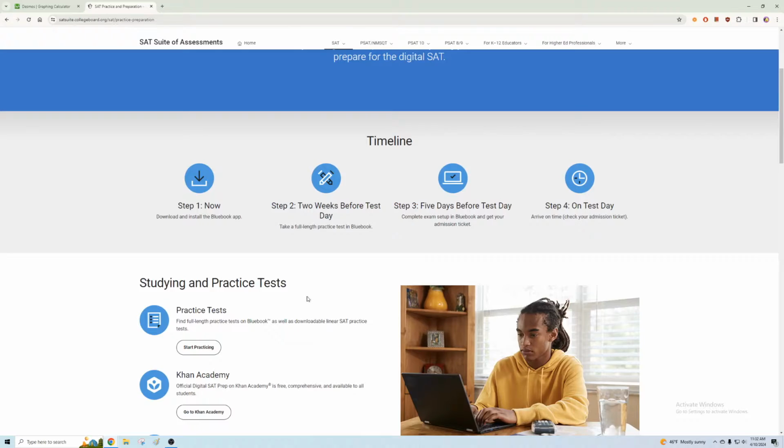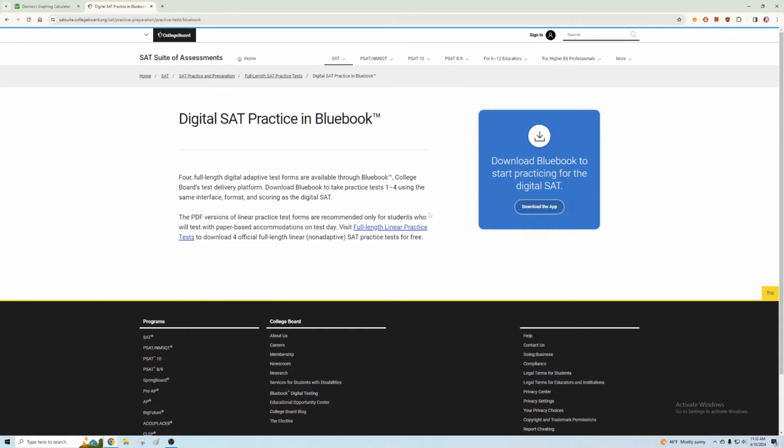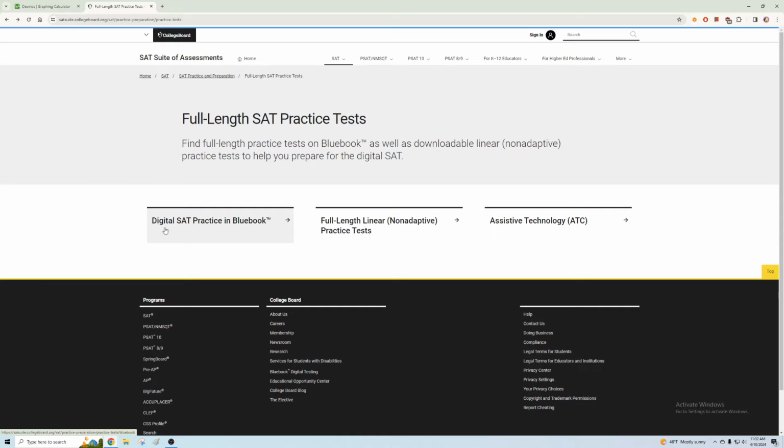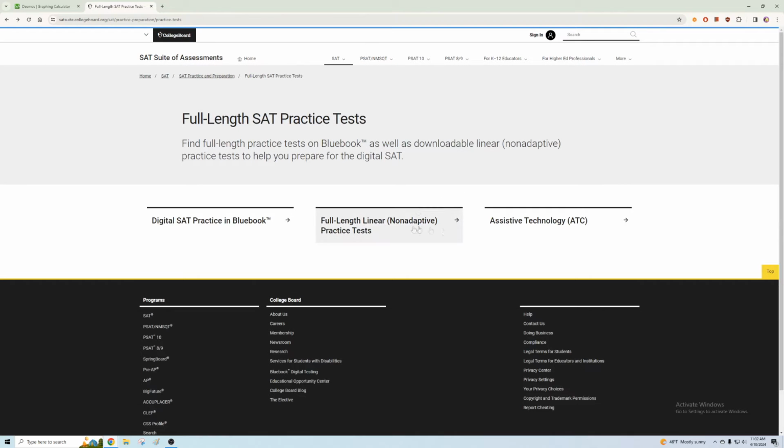Just hit start practicing. What I suggest underneath the practice test is to definitely do the digital SAT practice in their app. I think that this is going to simulate the experience a little bit more. I don't know, one-to-one with what you're going to see. All I'm doing right now is just Desmos focused tips.